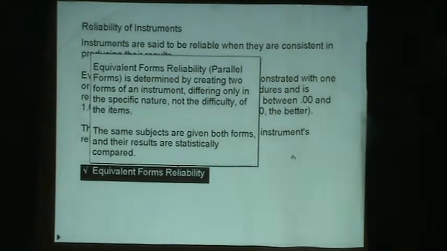So the same subjects are given both forms, and their results are statistically compared. If the results are similar, then we can say that the instrument has reliability. So the difference between equivalent forms and test-retest reliability is that in test-retest, it is the same test that is used. In equivalent forms reliability, it's 2 different tests that are equally difficult, but the questions are different.